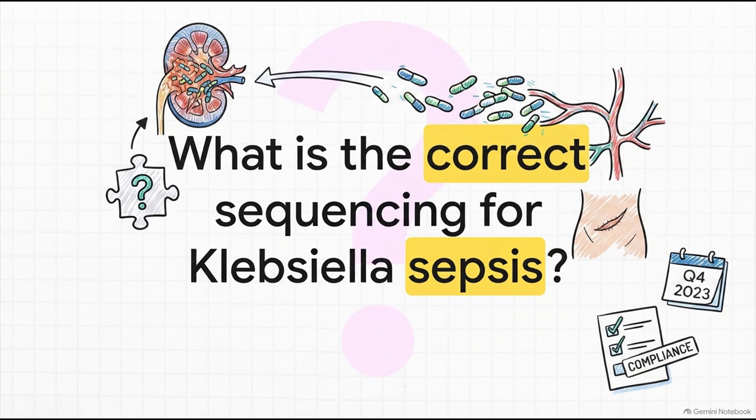Picture this fascinating scenario from the Q4 2023 Coding Clinic. It's a real brain teaser that tests our grasp on localized versus systemic infections, specifically in highly complex transplant patients. Imagine your provider documents Klebsiella sepsis, present on admission, without septic shock, due to acute pyelonephritis of a previously transplanted right kidney. Think about that for a second. We've got a systemic infection, a localized infection, and a transplant complication all happening at the exact same time. The big question is, what comes first?